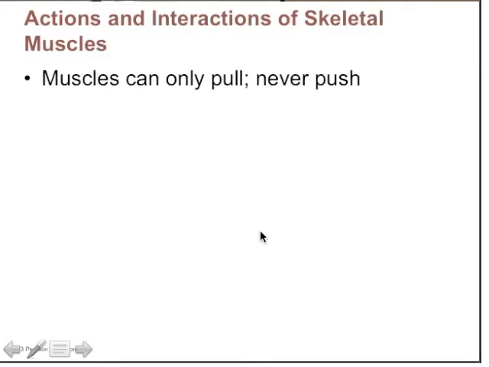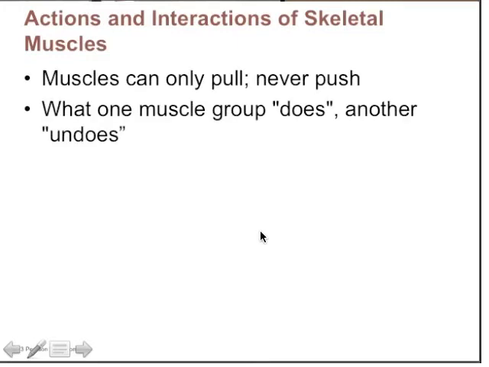So muscles can only pull, they never push. And what one muscle group will do, the other will undo. We call the muscle group that performs the action the prime mover. We call the muscles that assist that muscle group the agonist, and the muscle group that opposes that action the antagonist.